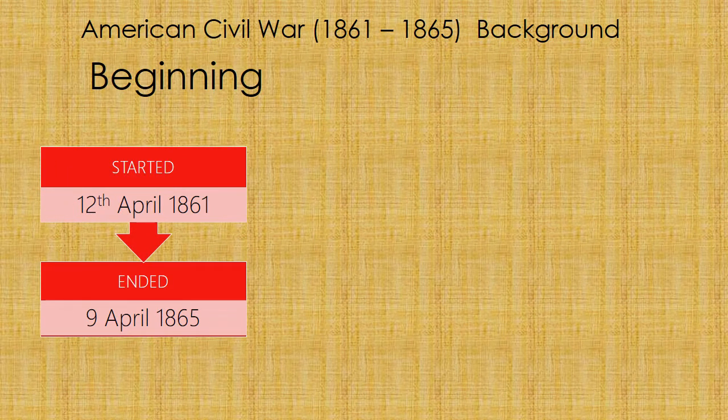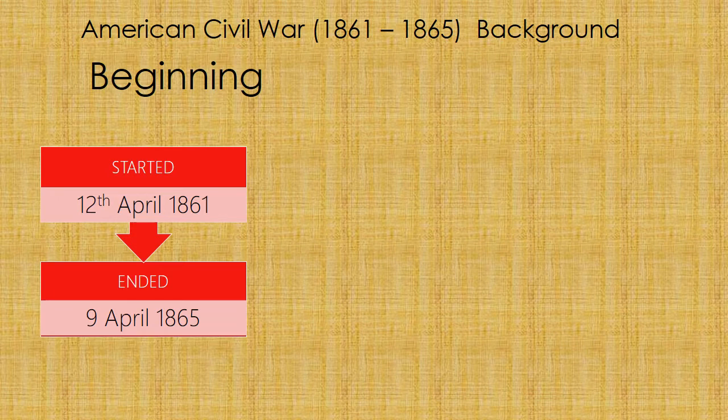Next, the beginning of the American Civil War. The secession of the southern states was unacceptable to the Union. Abraham Lincoln decided to bring the seceded states back into the Union. War was the only way to do so. The American Civil War began on 12th April 1861.